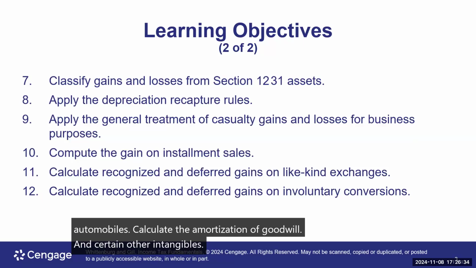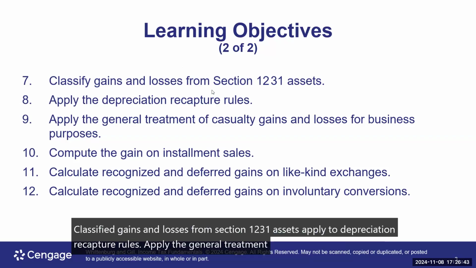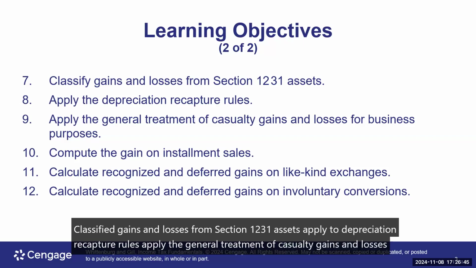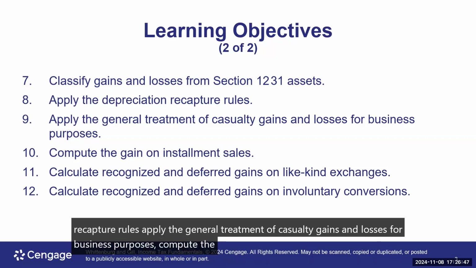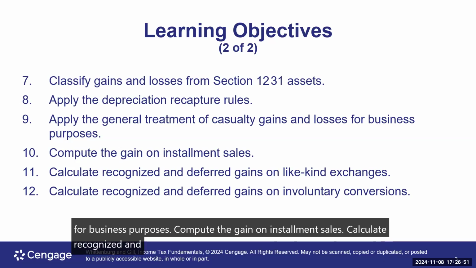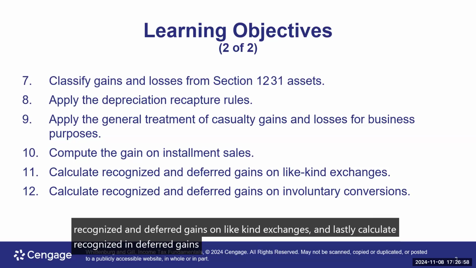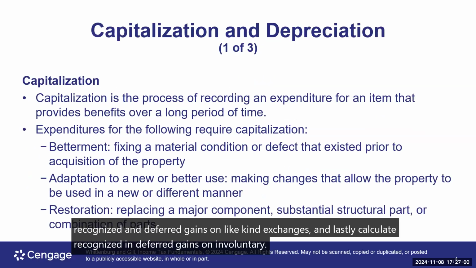classify gains and losses from Section 1231 assets, apply the depreciation recapture rules, apply the general treatment of casualty gains and losses for business purposes, compute the gain on installment sales, calculate recognized and deferred gains on like-kind exchanges, and lastly, calculate recognized and deferred gains on involuntary conversions.